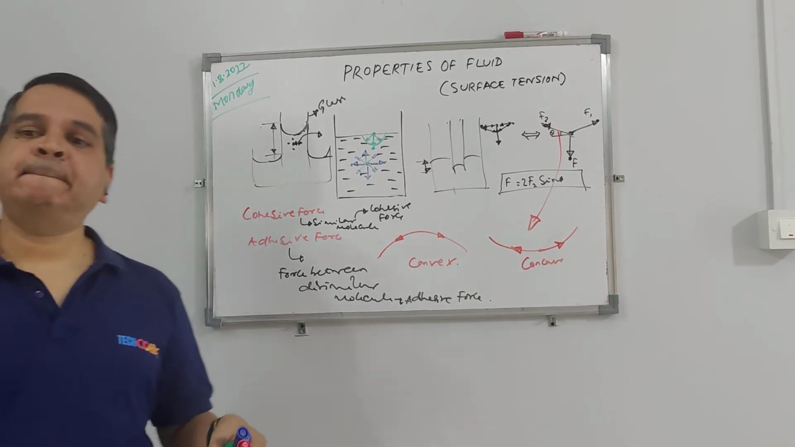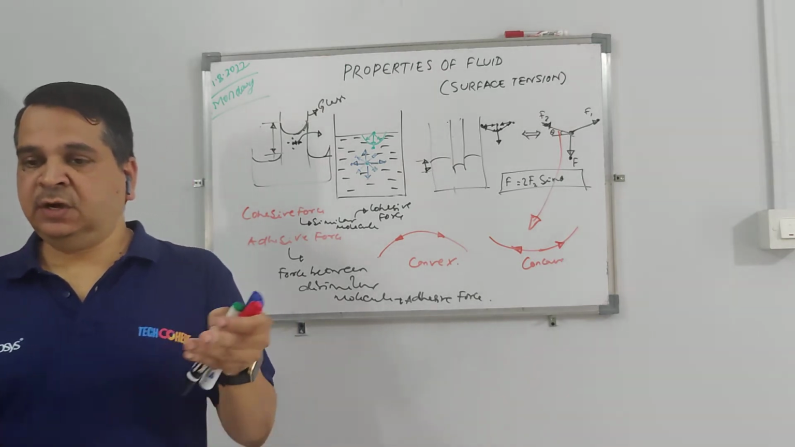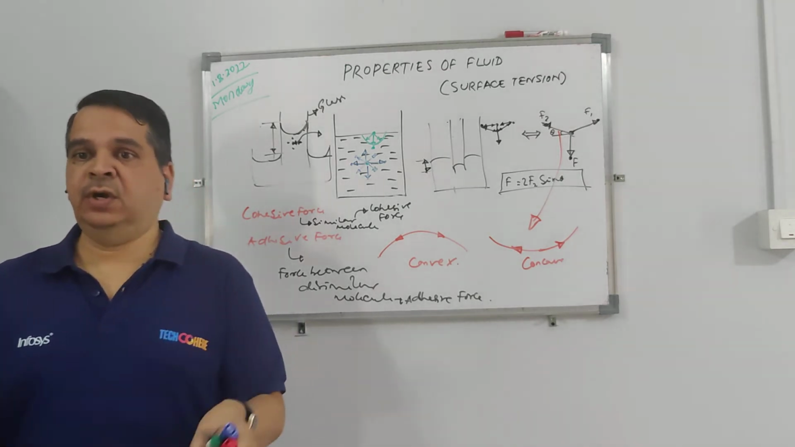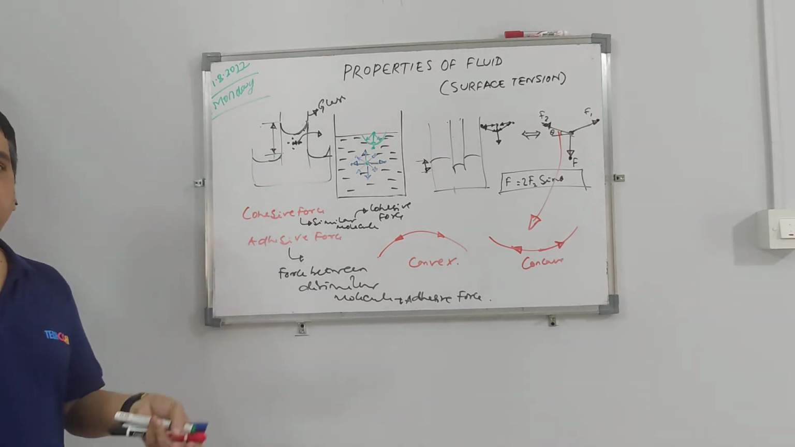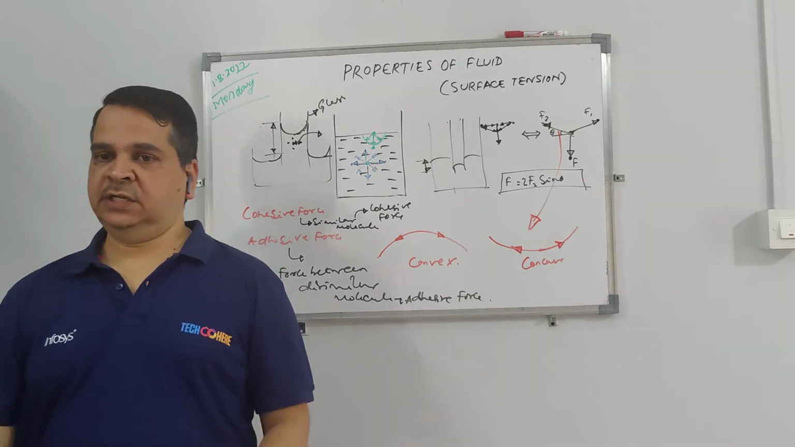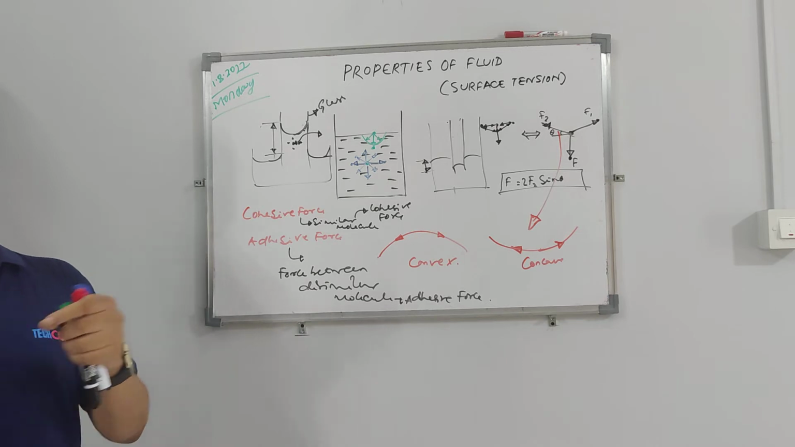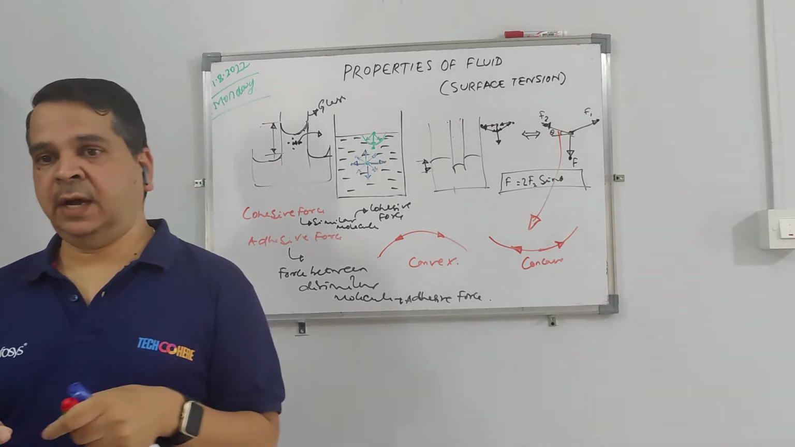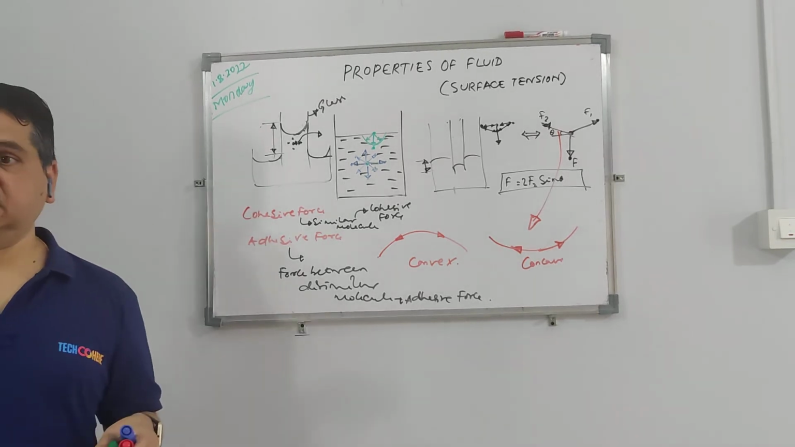Suppose I am saying steel has more tensile strength. That means the molecular force between steel molecules is more as compared to aluminum. Let us say the tensile strength of steel is 700 MPa and of aluminum is 400. That means the intermolecular force between steel molecules is high. So that's why steel's tensile strength is high.